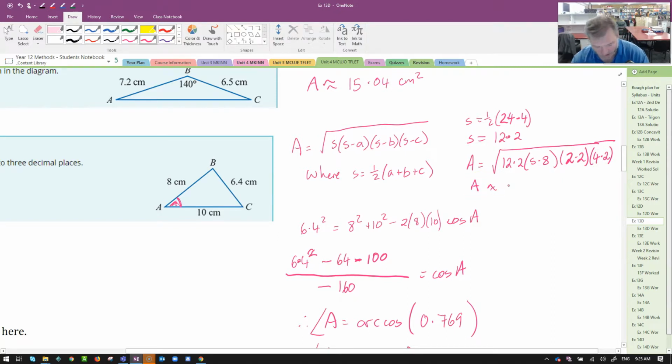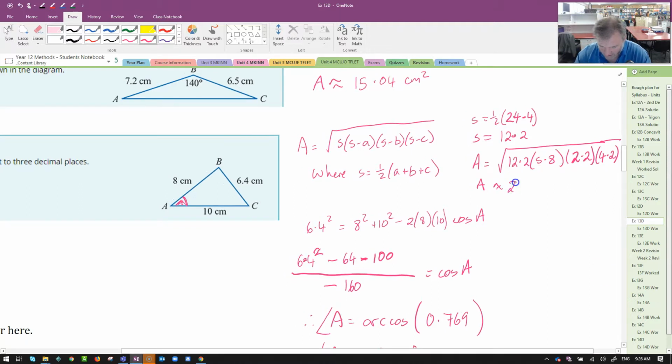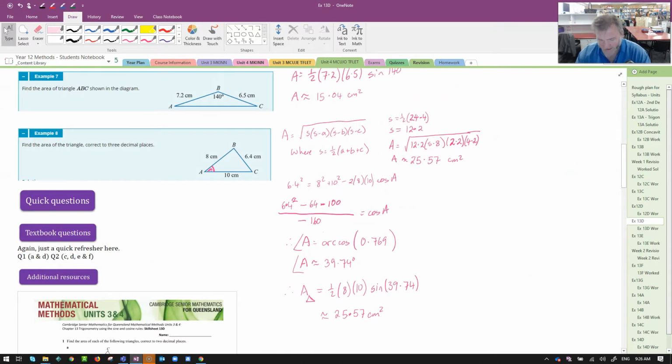And I'm going to do that on my calculator just to see. So 12.2 multiplied by 5.8 multiplied by 2.2 multiplied by 4.2 is equal to 653.82. I need to square root it. 25.57-ish square centimeters. Look at that, just like we expected.